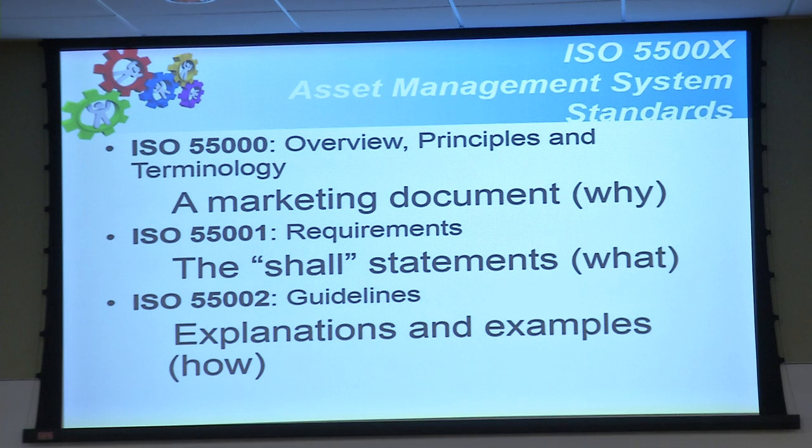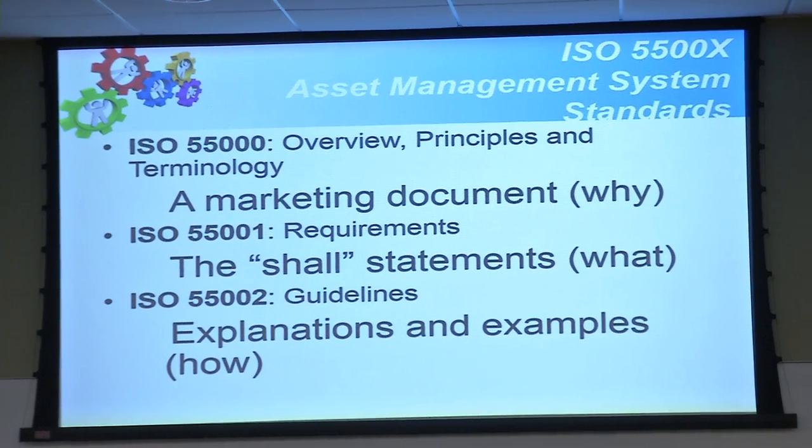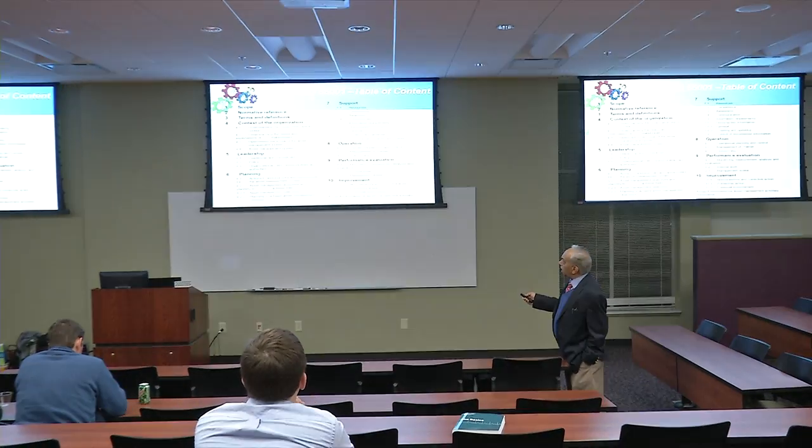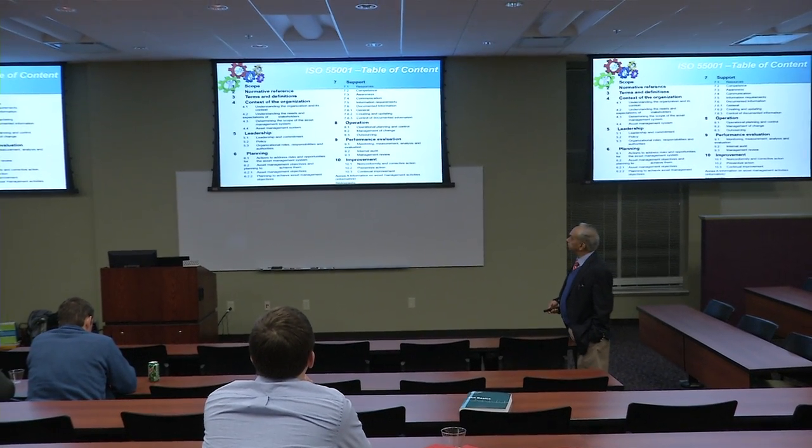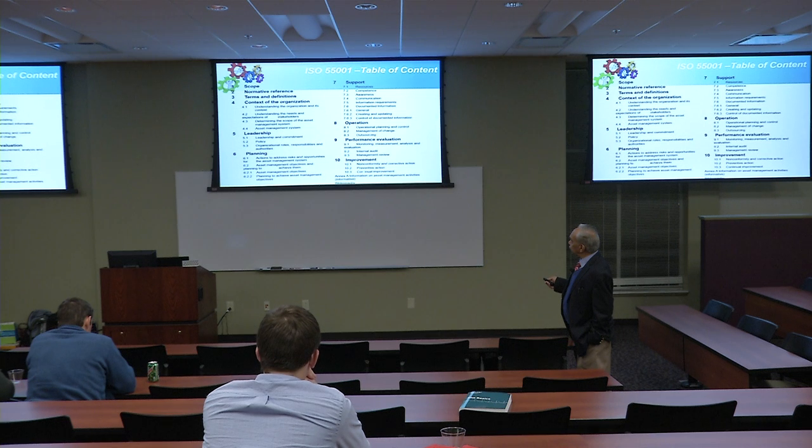ISO 55000 has three standards within that umbrella. 55001 is the really key one, the requirements document. You have to comply with this; it has all the shall statements. 55000 is the overview, principles and terminology. 55002 is more guidelines or clarifications, with explanations, examples, and how-to. These are the 10 clauses. Three are the same, but these are the important context: why the organization exists, leadership, planning, support, operation, performance evaluation, and improvement.